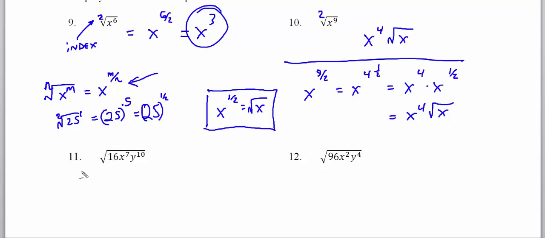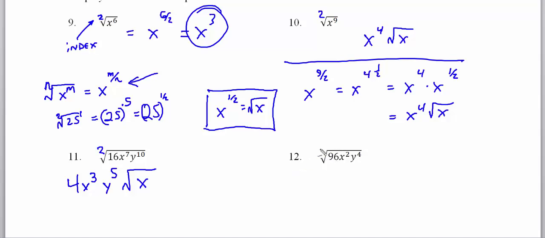So for problem number 11, we're now going to have some whole numbers to deal with. So the square root of 16, that's pretty straightforward. That's 4. And now I say, well, how many times does 2 fit into 7? And it fits in there 3 times with 1 left over. Now what I'm going to do is give myself some space and write that 1 left over here, because I can now work with the y. 2 fits into y to the 10th 5 times with none left over. So problem number 11 is the way it is.